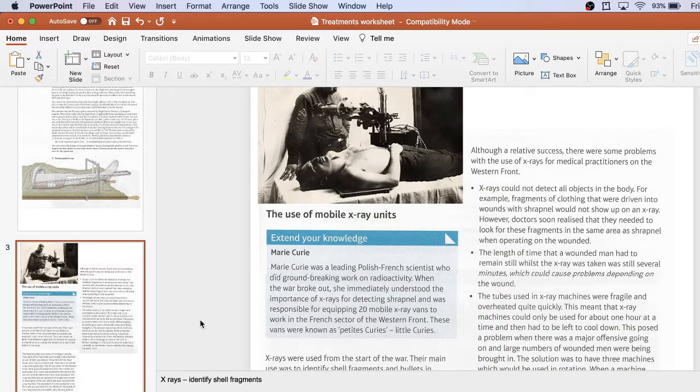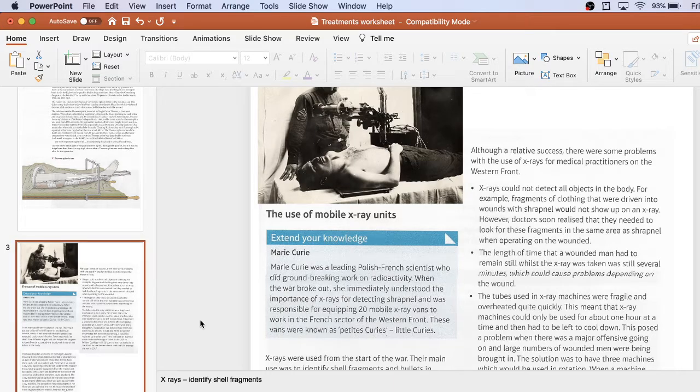We then also have X-rays. Now, X-rays are kind of obvious why they're so useful. When we're talking about bullets and shrapnel, obviously by using X-rays you're able to see where those fragments are. And by doing that, you're able to get rid of them quickly and reduce the amount of time that it's there and reduce the impact of infection.